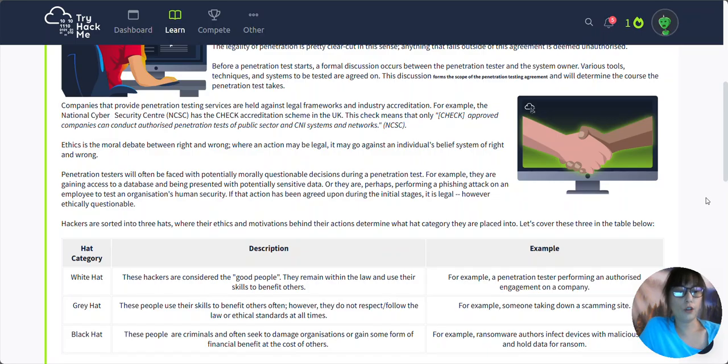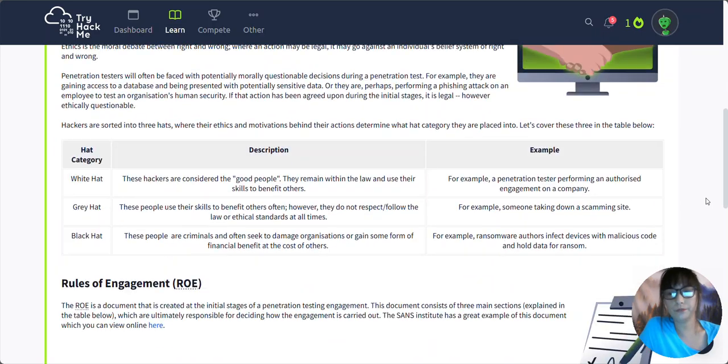Secondly, a gray hat. These people use their skills to benefit others often. However, they do not respect or follow the law or ethical standards at all times. For example, someone taking down a scamming site. A black hat. These people are criminals and often seek to damage organizations or gain some form of financial benefit at the cost of others. For example, ransomware authors infect devices with malicious code and hold data for ransom.